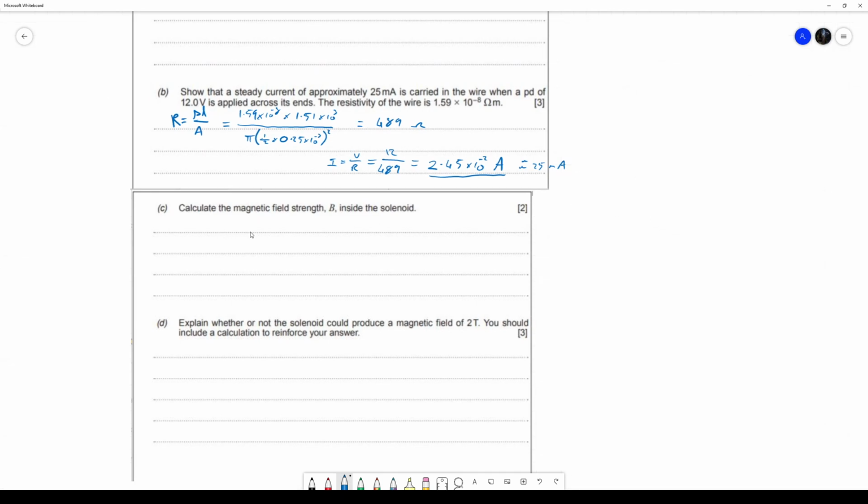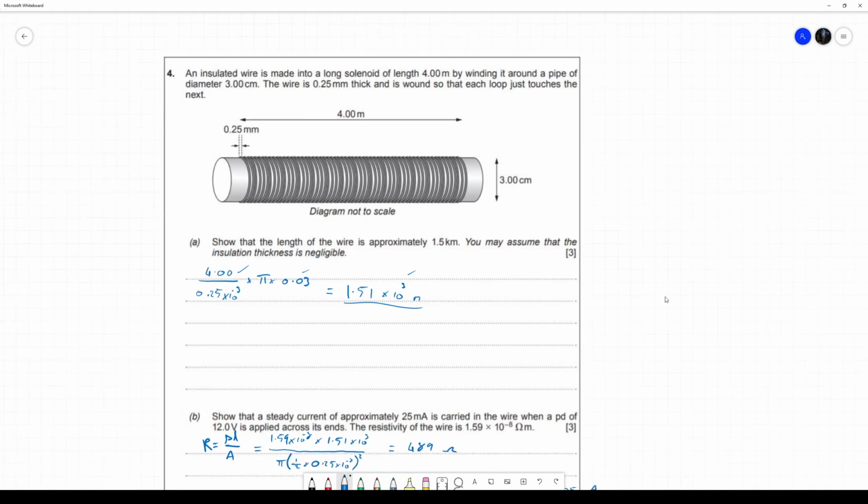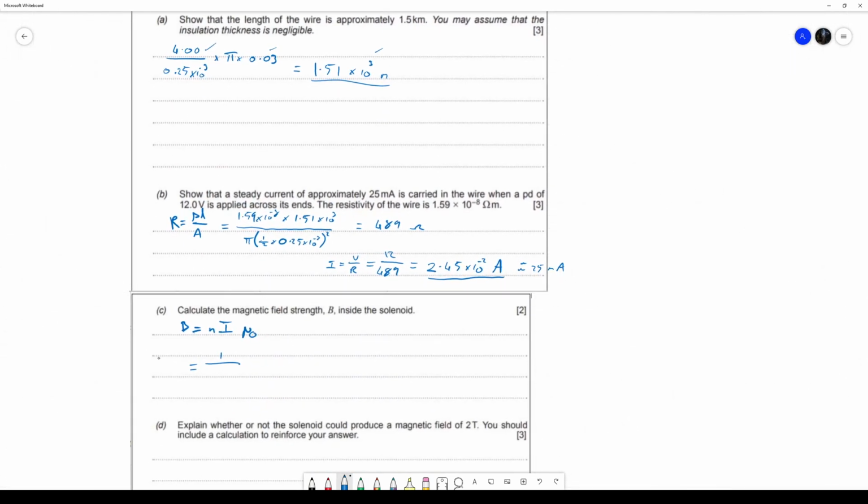Okay, part C, calculate the magnetic field strength inside the solenoid. So our equation for field strength in a solenoid, B equals n, that is the turn density, the number of turns per meter, times I times mu naught. So number of turns per meter, we can calculate: if we go back up here, the width of the wire is 0.25 millimeters. So the number of turns we're going to have per meter is just 1 meter divided by 0.25 millimeters.